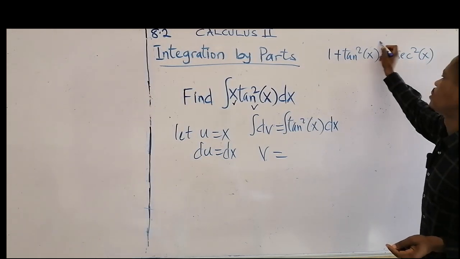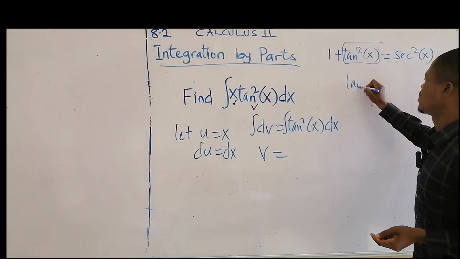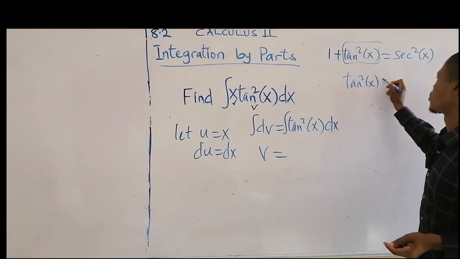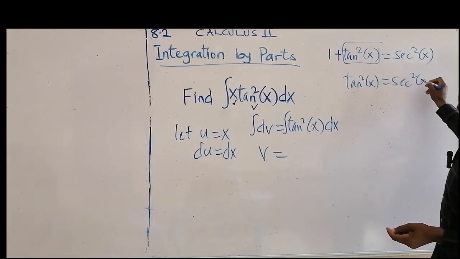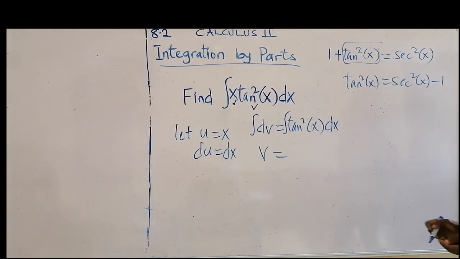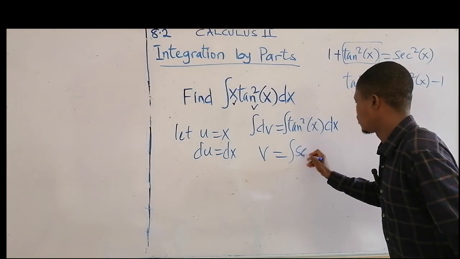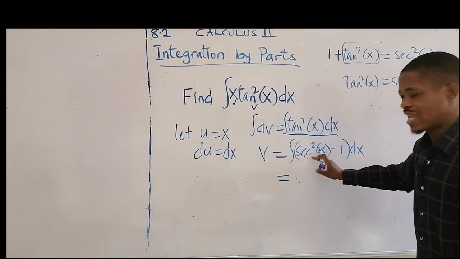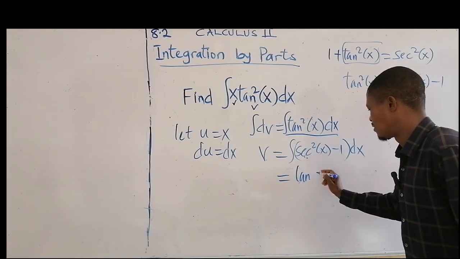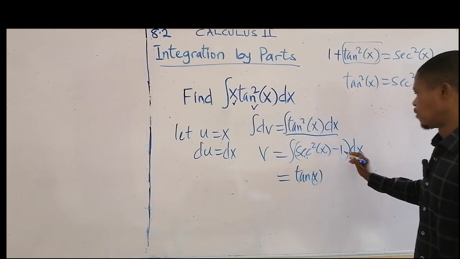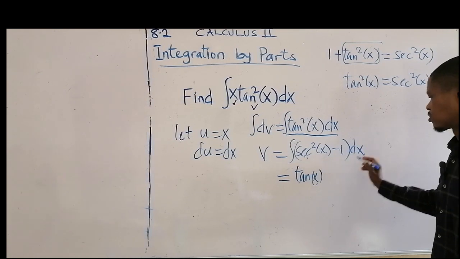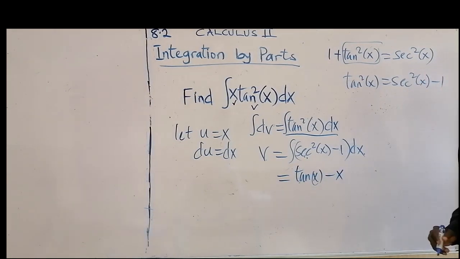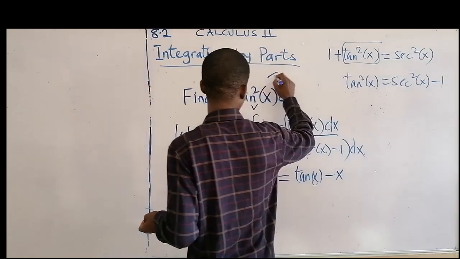So in that case now, we're going to make this one the subject. So tan square x is equal to what? Sec² x minus 1. So we now have integral of sec² x minus 1. Integral of sec² x is what? Is tan x. Integral of 1 with respect to the function is what? Is this. So that's what we have now. We have our u, we have our v. Then we can go back. Can we call this one I?